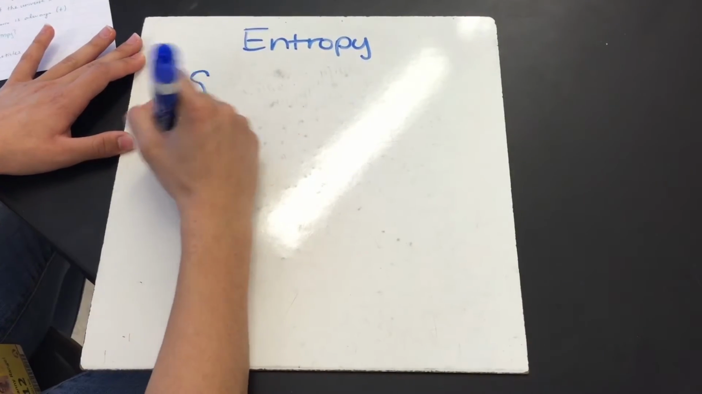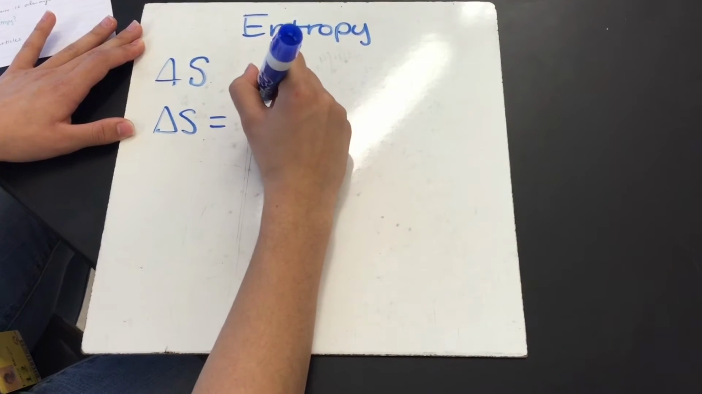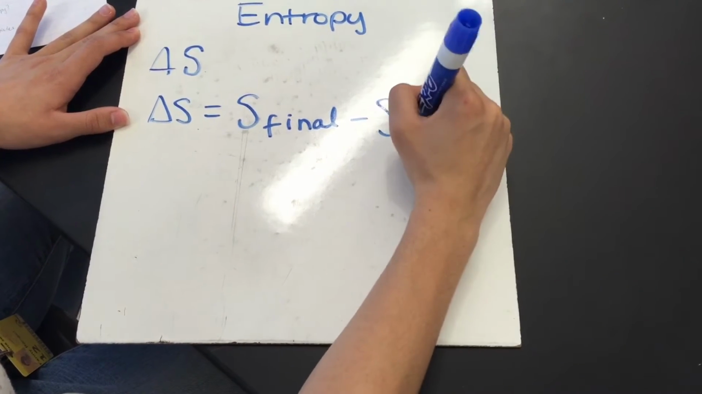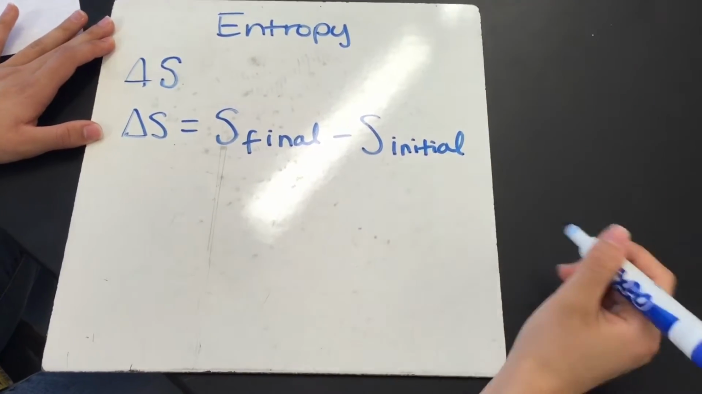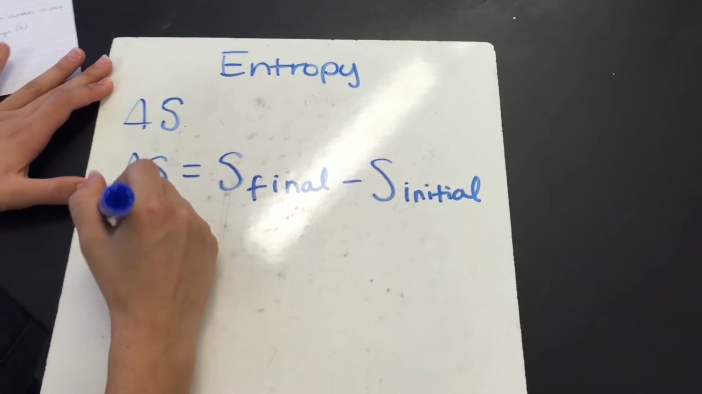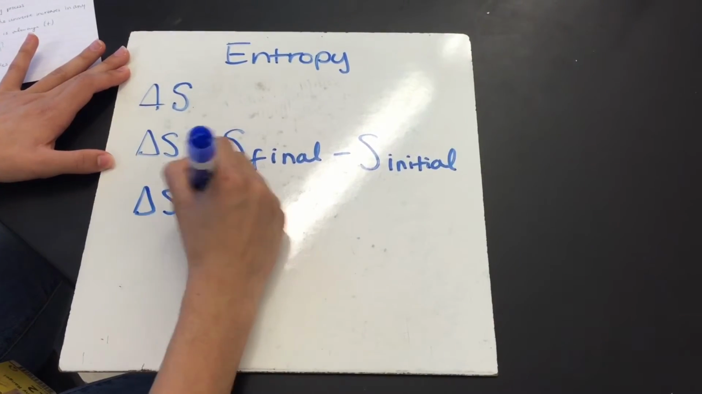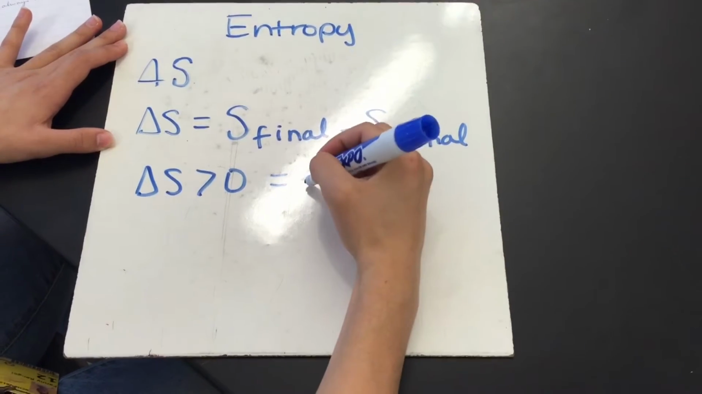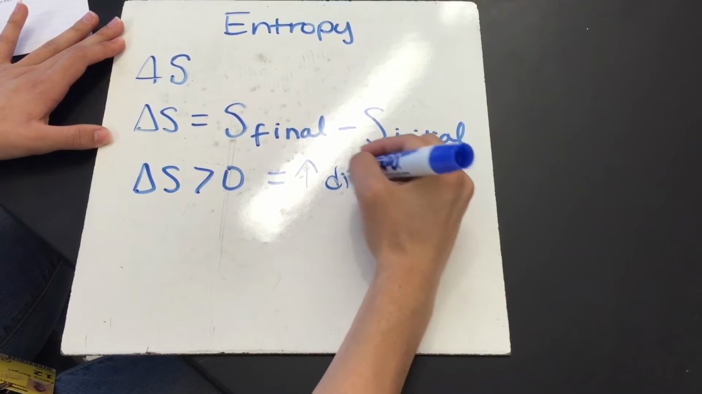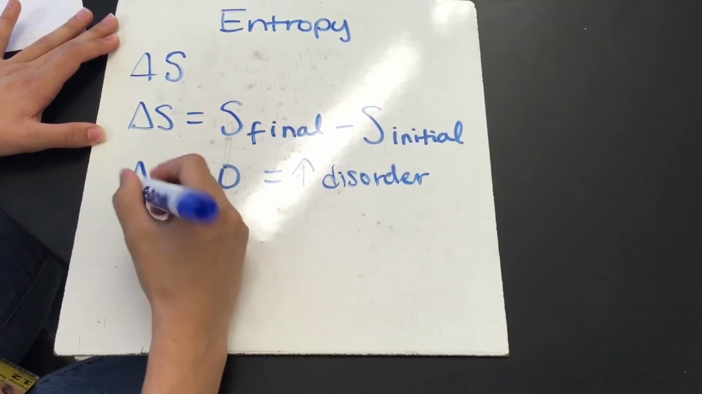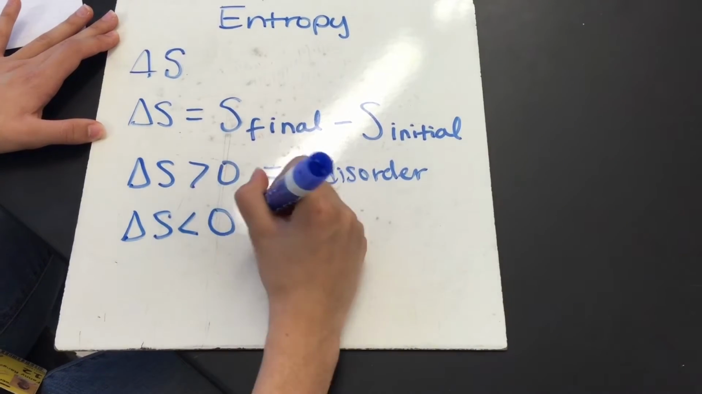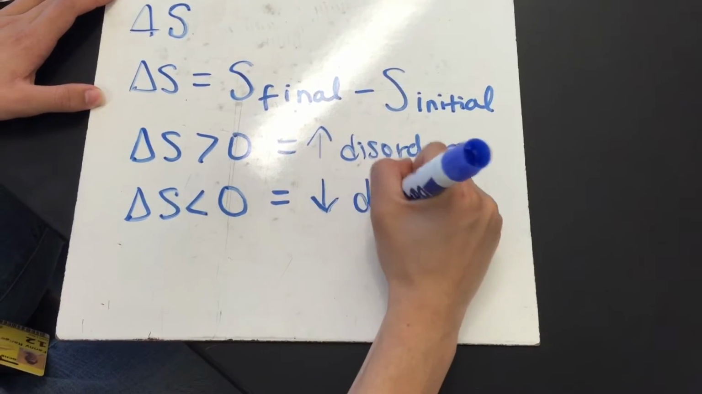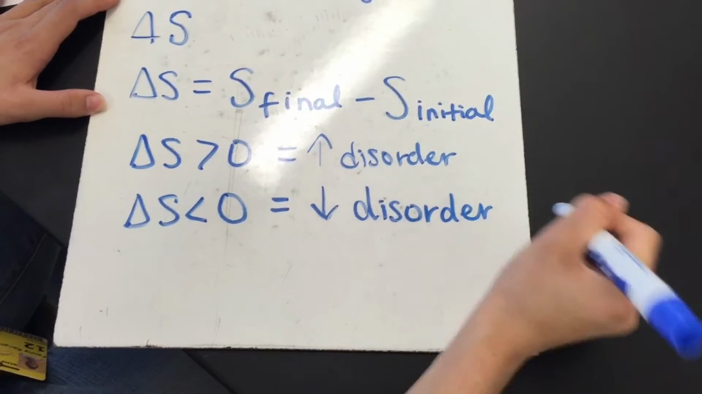Delta S is equal to final entropy minus initial entropy. A positive delta S equates to increased disorder. A negative delta S will equate to decreased disorder.